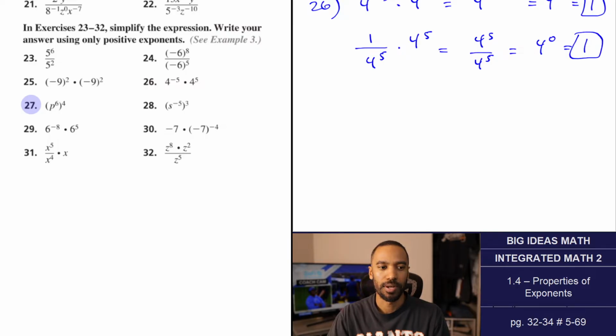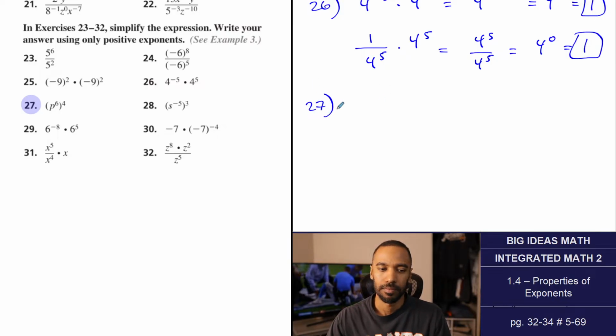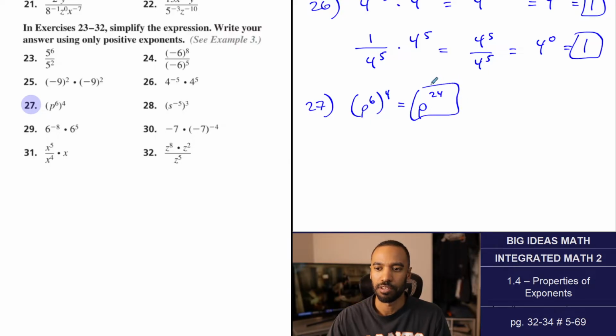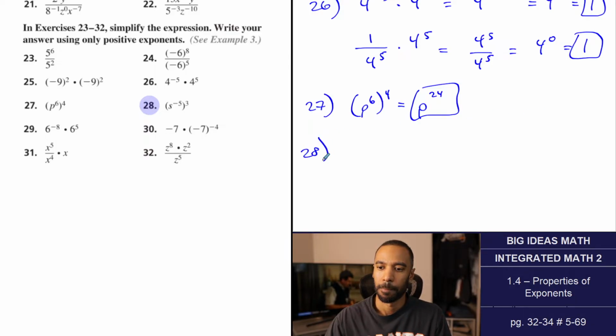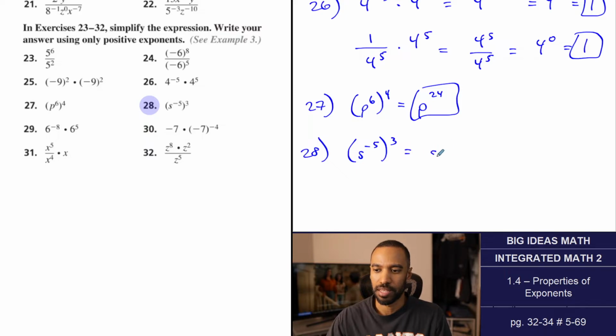All right, number 27. P to the 6th to the fourth power. This is that power of a power scenario. The exponents multiply. 6 times 4 is 24. Number 28, that's an s. We have s to the negative 5 cubed. You'll multiply these. You get s to the negative 15th.